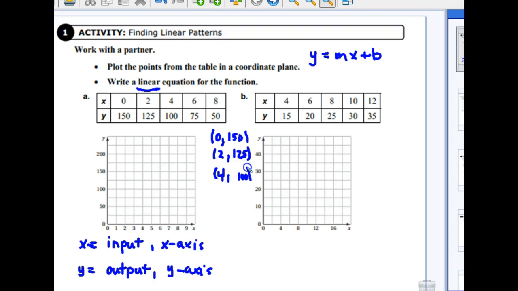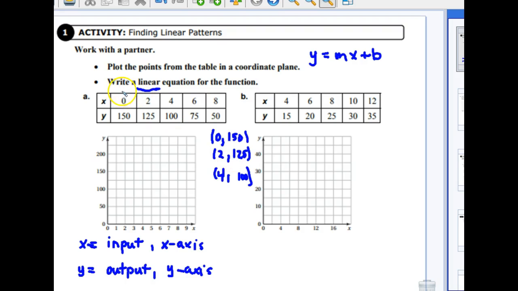And David, what's my next ordered pair? 6 and 75. You guys see it? You're making that connection. So I don't have to write them up as ordered pairs. I did it this time because I want you to make that connection between my x's and my y's here and my ordered pairs.